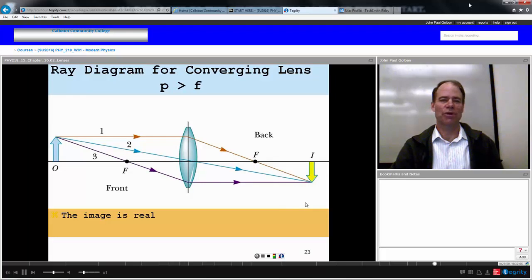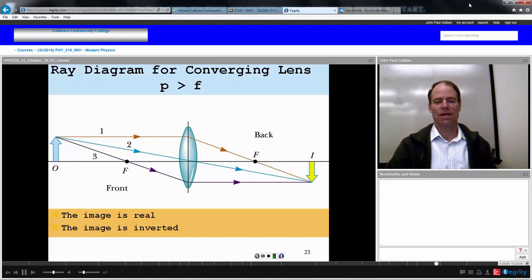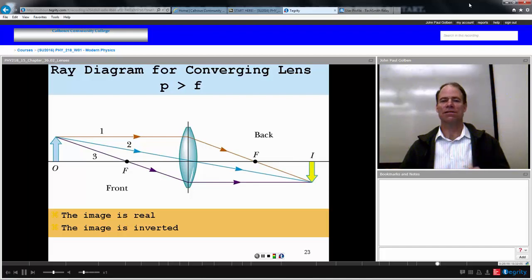This image will be real because it's actually comprised of the actual rays that are outgoing from the lens. And it's inverted. Our image distance is a positive quantity. q is positive. p is a positive quantity. So our magnification will be negative q over p. Magnification is negative. Hence, the image is inverted.